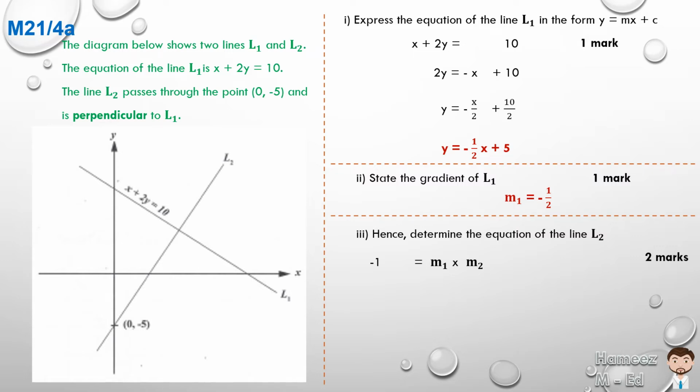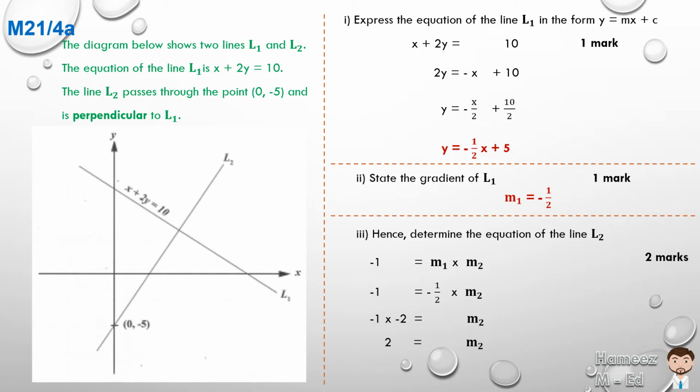And we know m1, we just worked that out in part 2. So we can substitute that. It's going to give us minus 1 is equal to minus a half times m2. So we can take the 2 and carry it across, and the minus sign as well. So it's going to give us minus 1 times minus 2 is equal to m2. As such, 2 is equal to m2. That's the gradient of line 2.